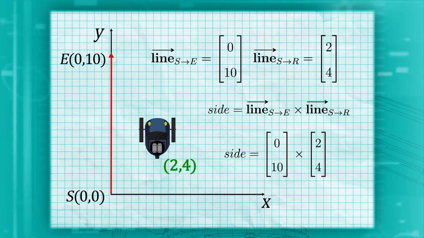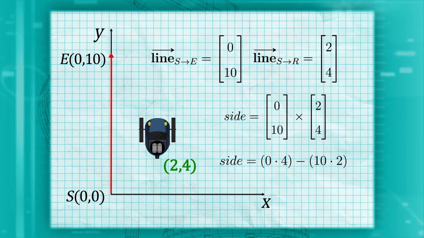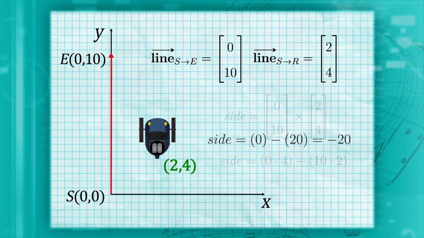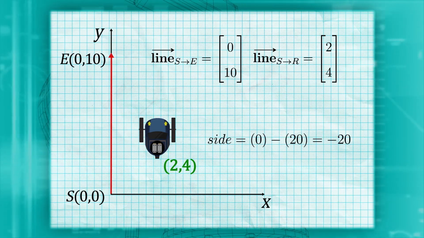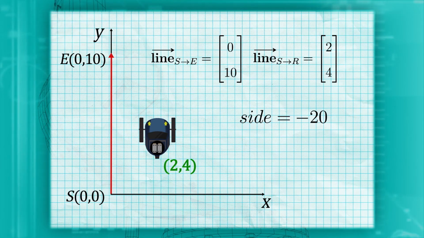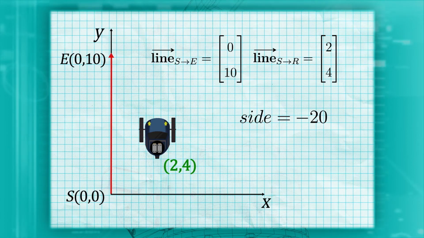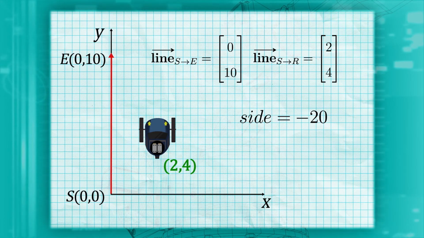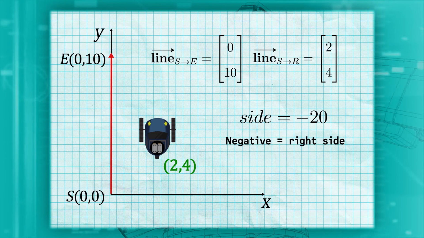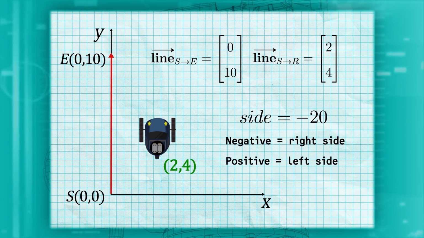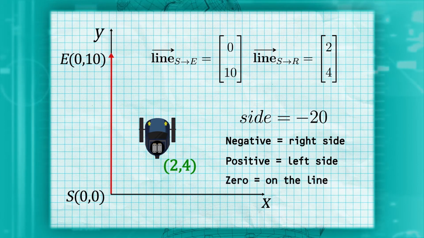In our case, that would be 0 times 4 minus 10 times 2, giving us 0 minus 20, or negative 20. The number isn't important to us here, however. What we want is the sign of the answer. Since the answer is negative, we know we are on the right side of the line. If it were positive, we would be on the left side, and if we are on the line, it would be 0.